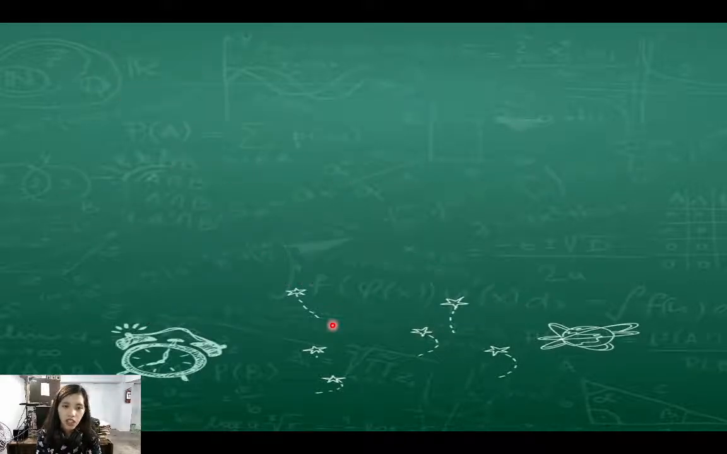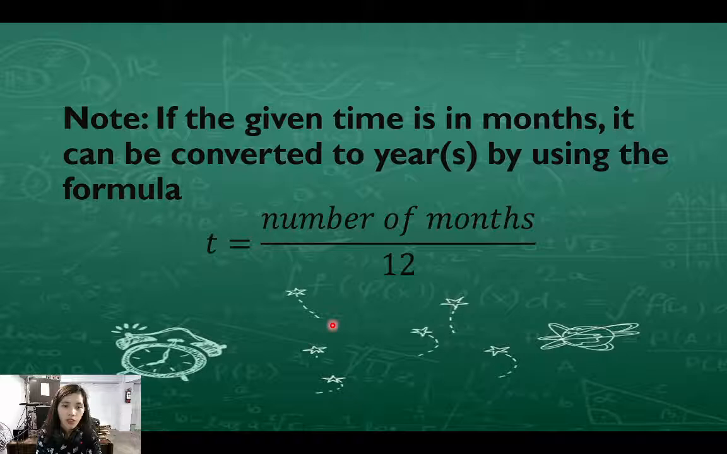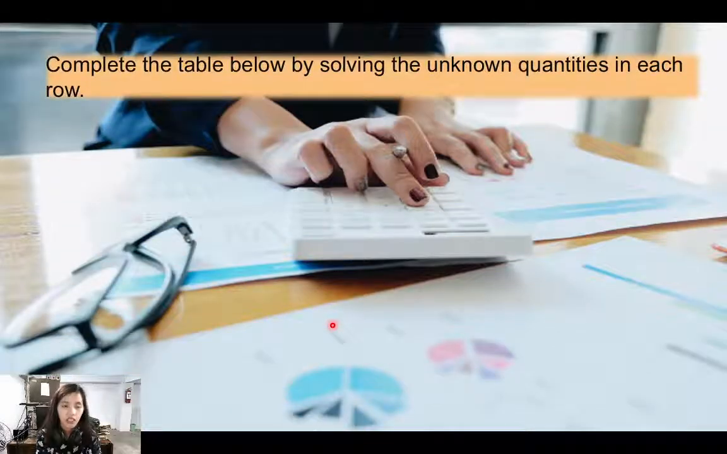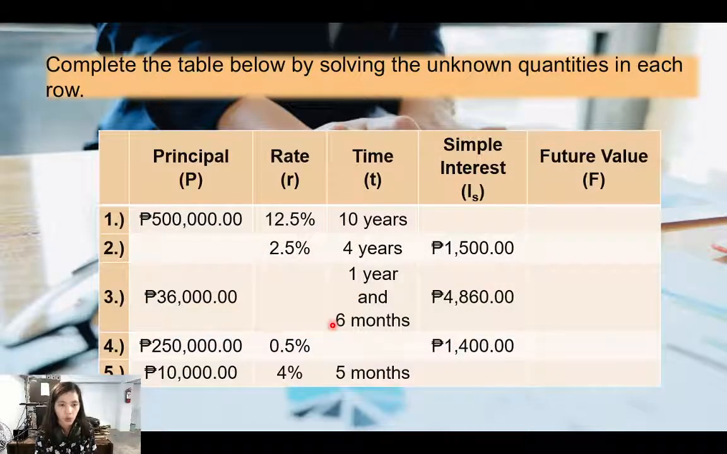If it is not in years, if the given time is in months, it can be converted to years by using the formula T is equals to number of months over 12. Now, we're going to complete the table below by solving the unknown quantities in each row. So, this is our example so we can better understand how to compute simple interest.